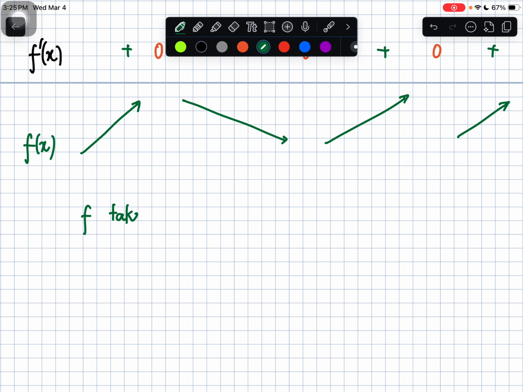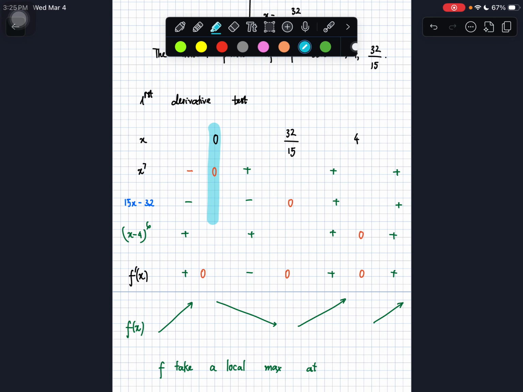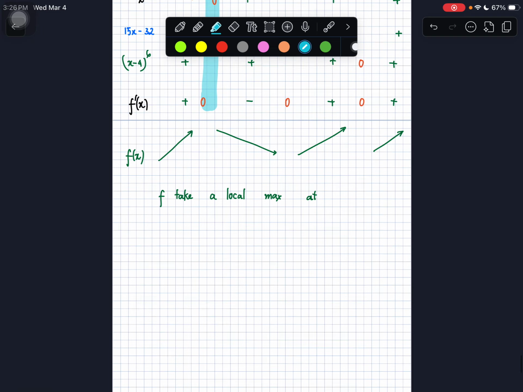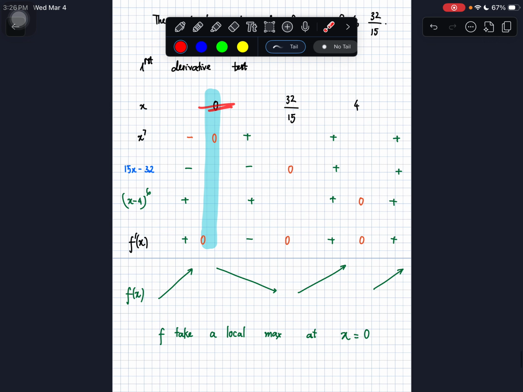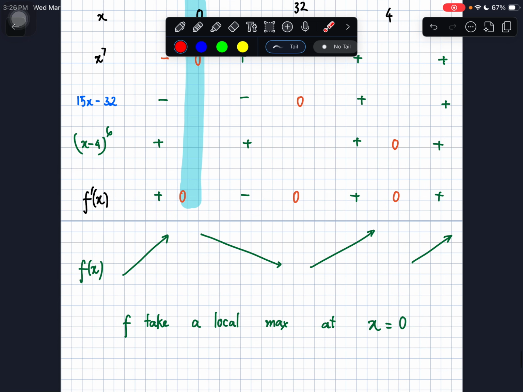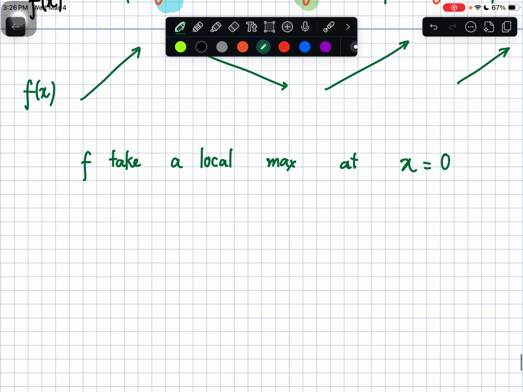f takes a local max at x equal to 0. At x equal to 0, yeah. f has a local min at x equal to 32 over 15. f takes a local min at x equal to 32 over 15.